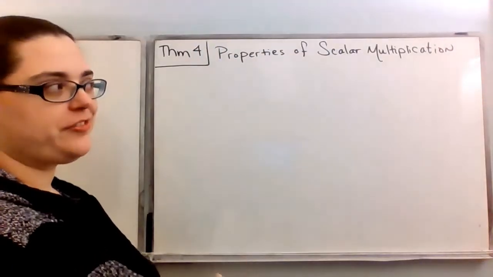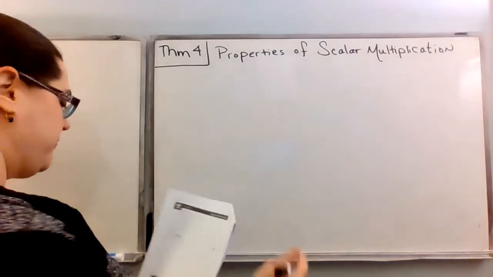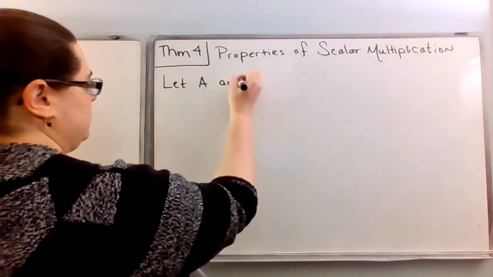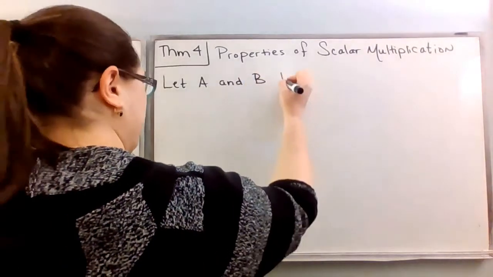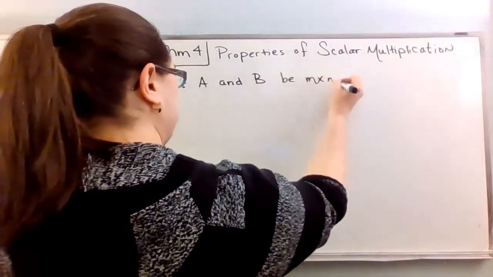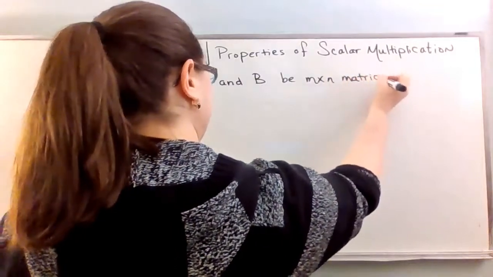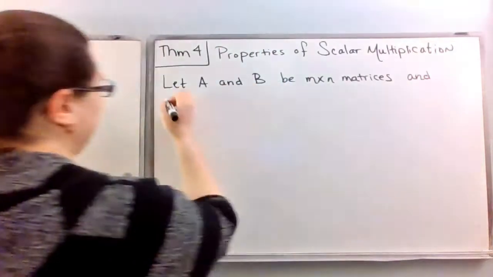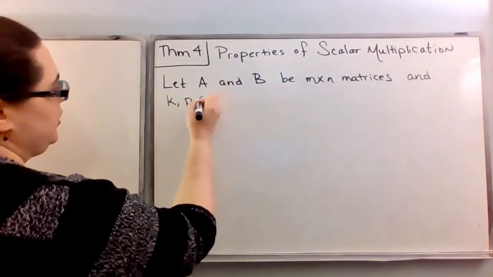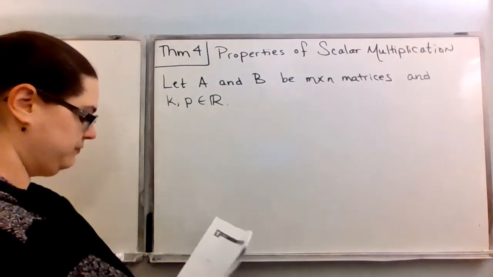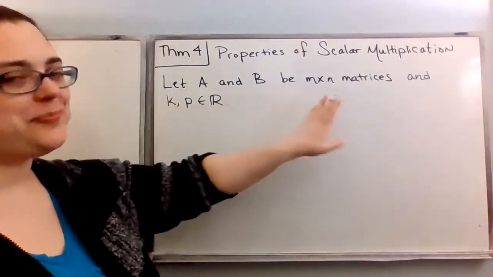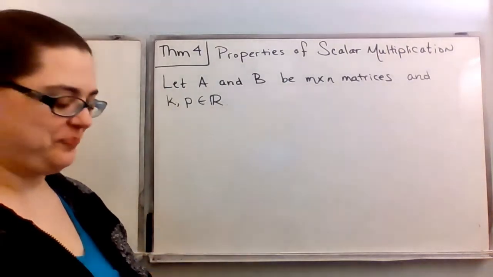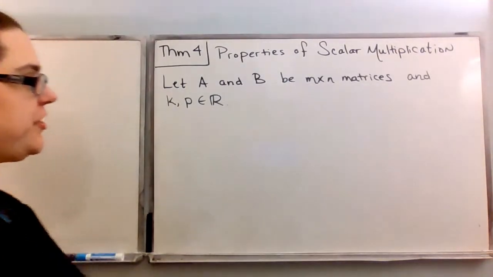So to begin with, we're going to define two matrices and two scalars. We're going to let A and B be M by N matrices, and K and P be elements of R. So we have matrices A and B, they're the same size, and we have two scalars to work with. We have K and P.